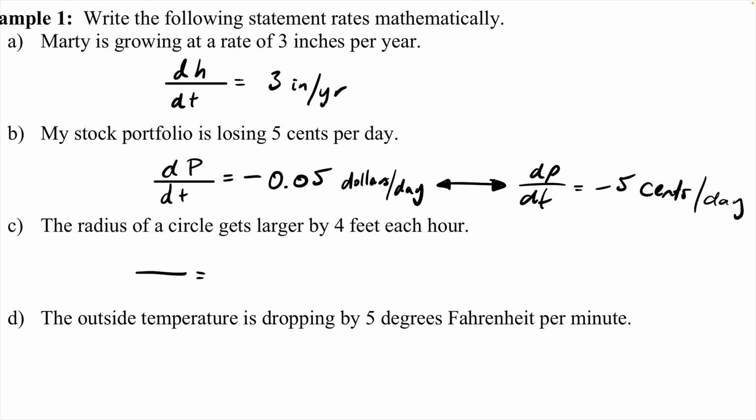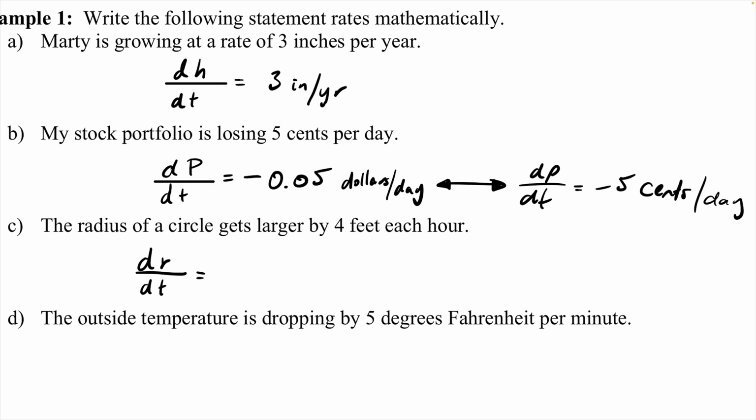So D what? D. So what letter would we use? What is H? H is height. R for radius. There you go. I would use R, right? Radius is dr over dt. You can write the word radius if you want, and you can write the word time if you want, but just use symbols.